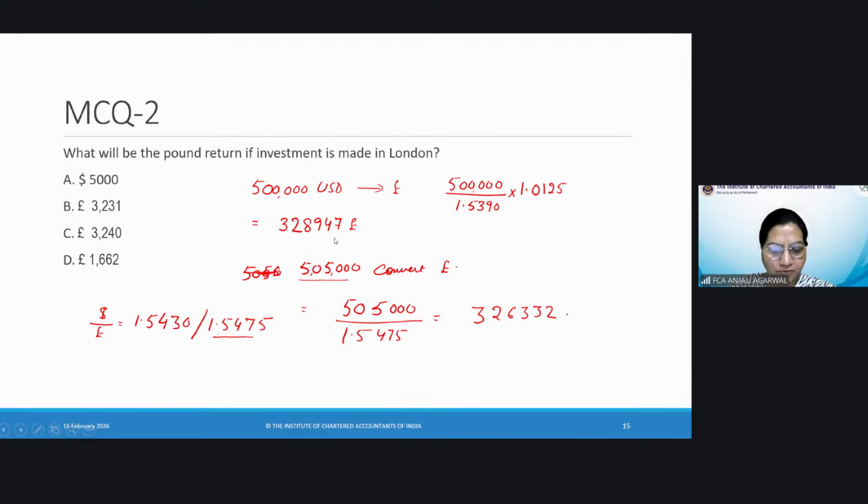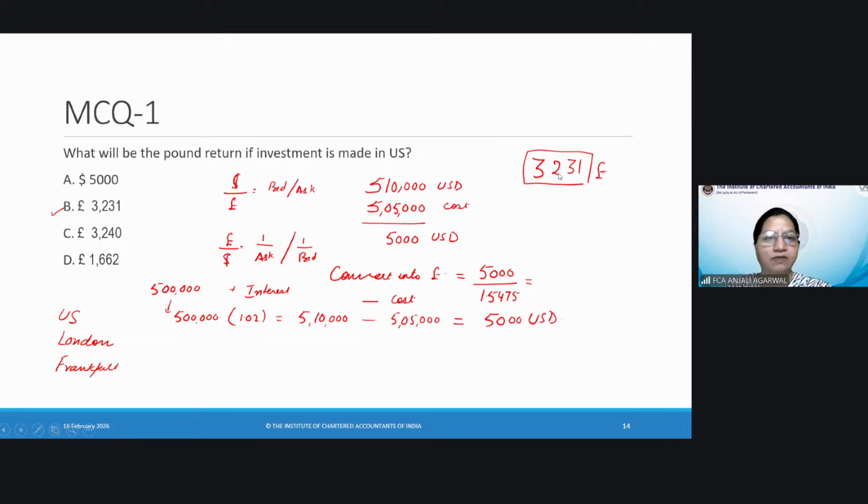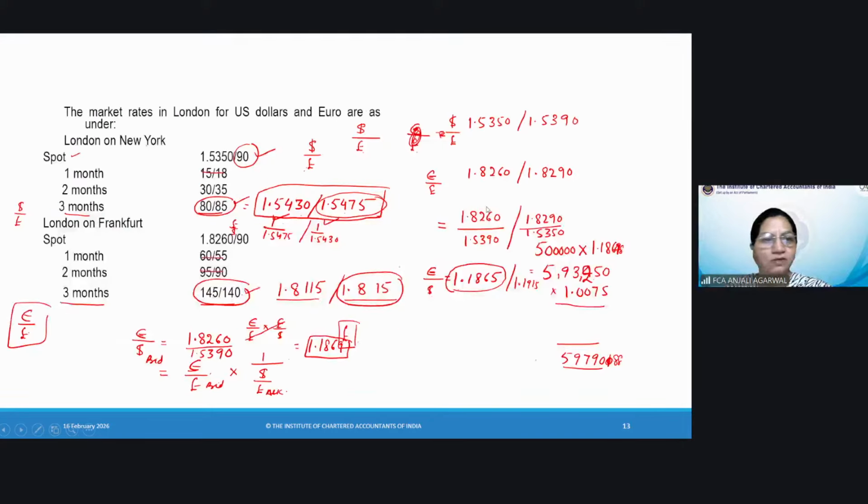And from 328,947, when you subtract 326,332 together with interest, you end up getting 2,615 pounds. So it is less than 3,231. Therefore, the investment in London is not going to help. Similarly, if you make investment in Frankfurt, so 5,93,250 with 1.0075. So it's 597,908. This is what you're going to get.